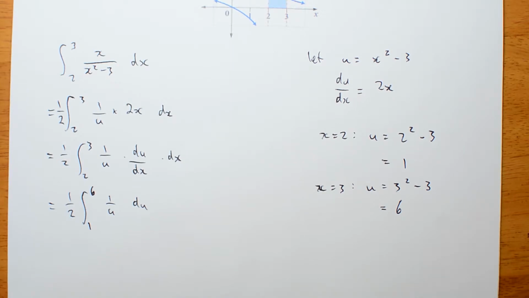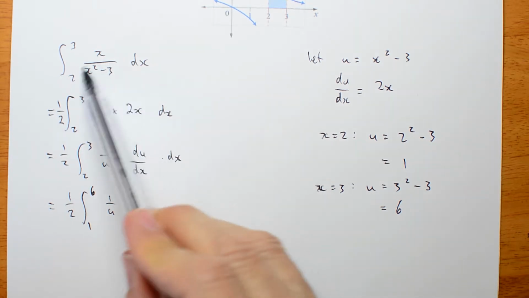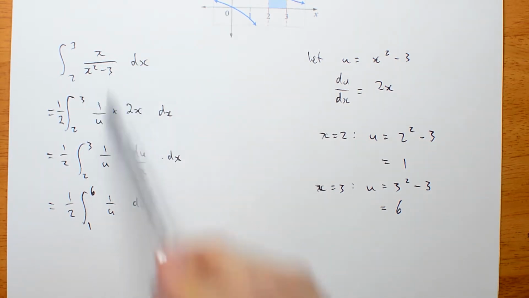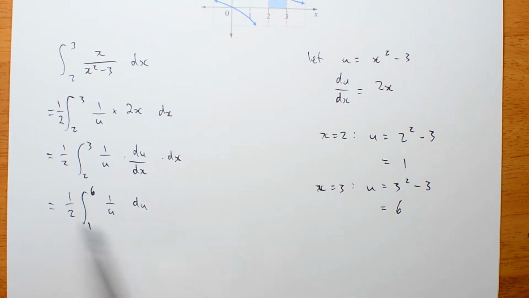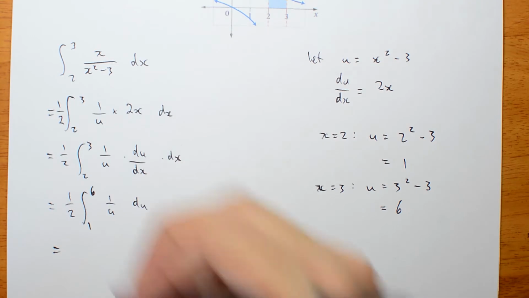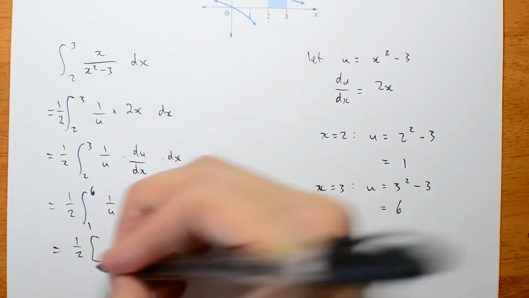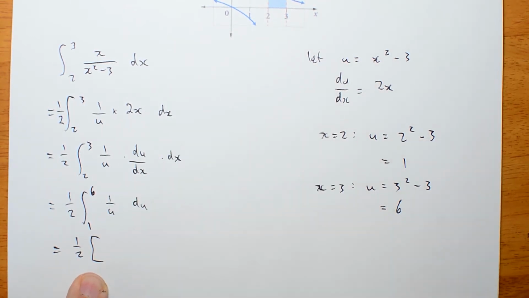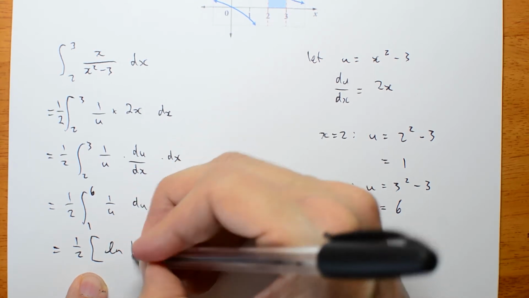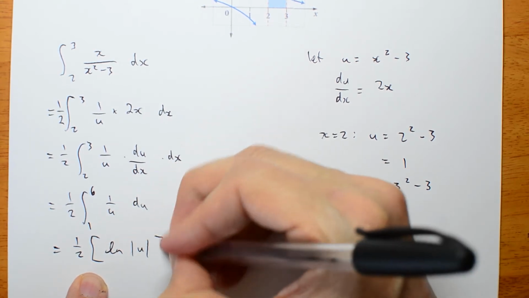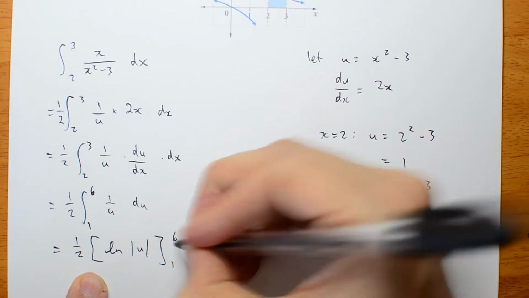Now it is possible to do this otherwise. You can work out your integral, substitute back in for the x, and then put in your 2 and 3. But this is much, much simpler because I've just got a 1 over u, which is going to be much easier to plug in. What is the integral of 1 over u with respect to u? Well, that's ln of mod u. And I'm going from 1 to 6.